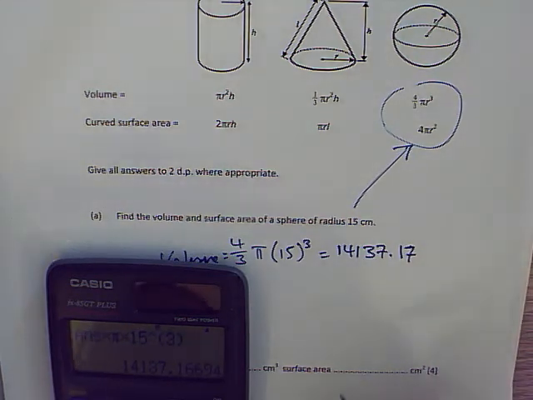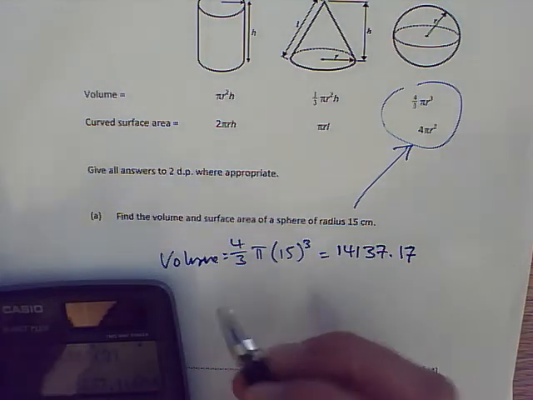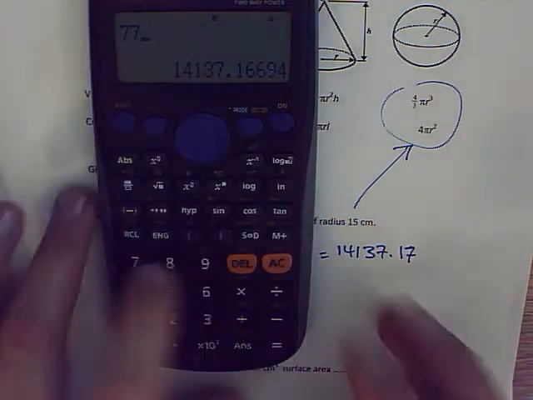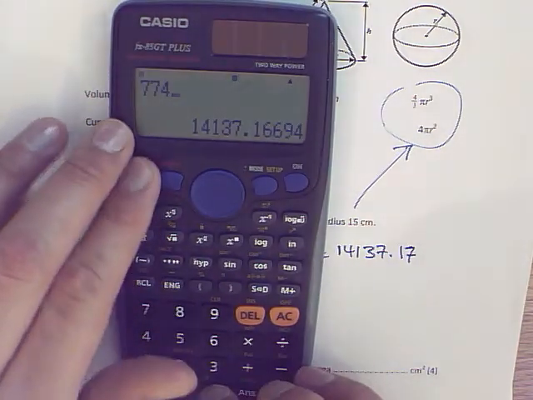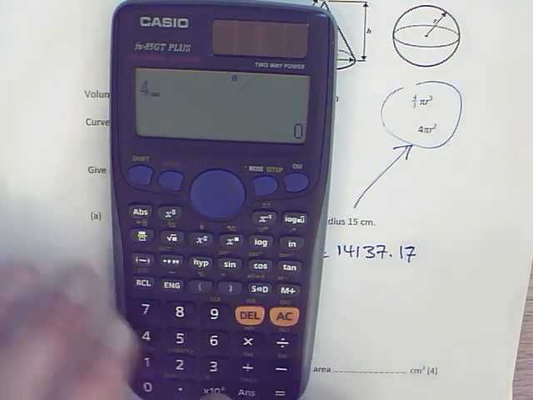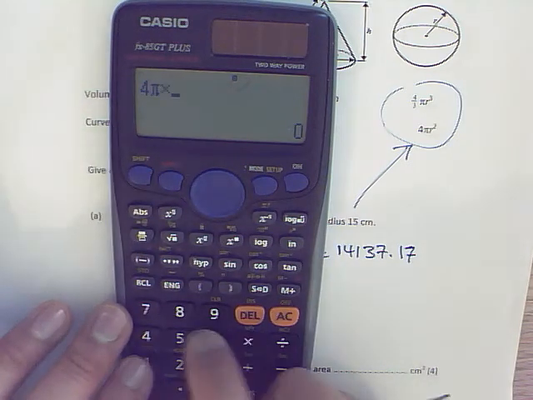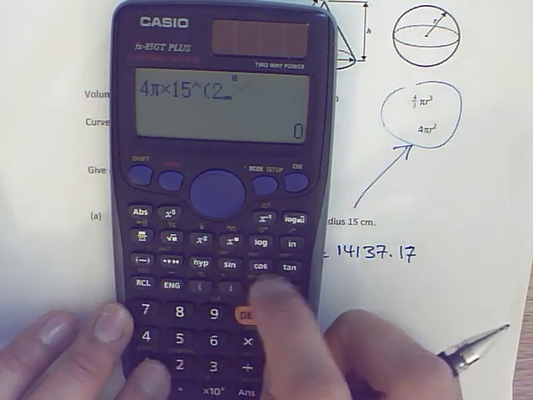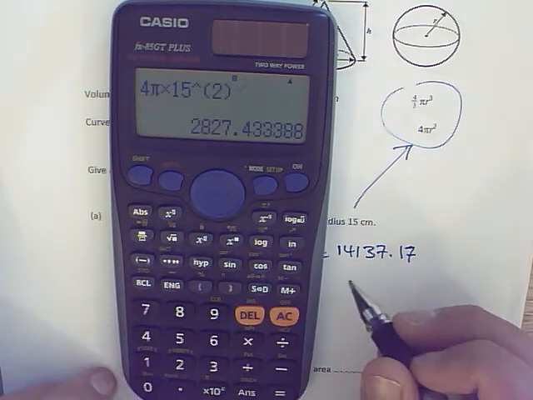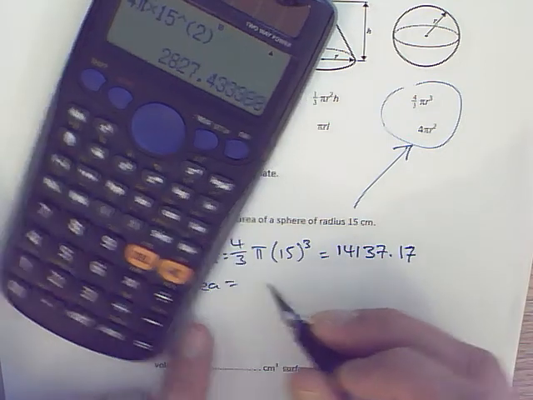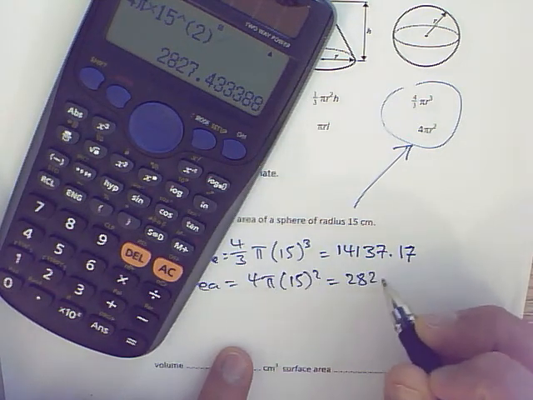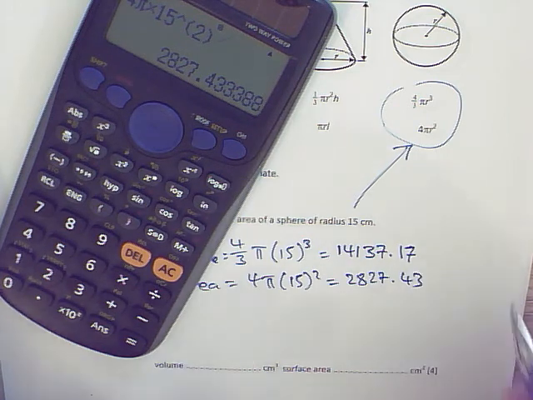The surface area is 4 pi r squared. So again, I'll just type this in the calculator so you're happy with this. So 4 pi times 15 squared. There is a squared button, but never mind. And we get 2827.433. And that's it, that's all you have to do.